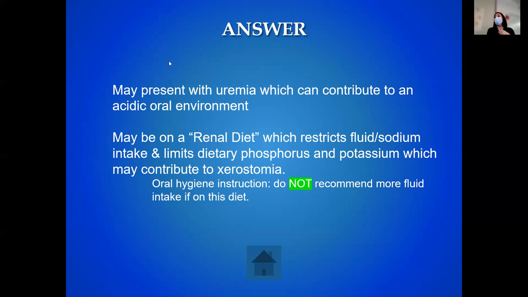So may present with uremia, which can contribute to an acidic oral environment. Maybe on a renal diet, which restricts fluids and sodium intake, limits dietary phosphorus and potassium. Oral hygiene instructions do not recommend more fluid, and that would be kind of counterintuitive. We always think like, we'll sip on water, but not for somebody who's in end stage renal. That would be the last thing you'd want to do.